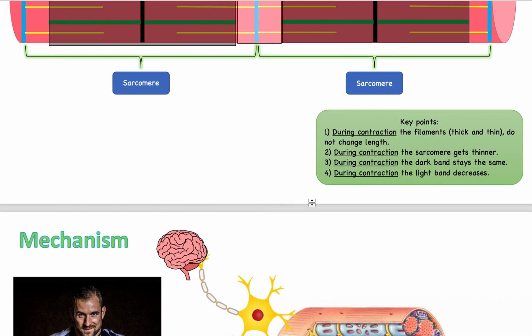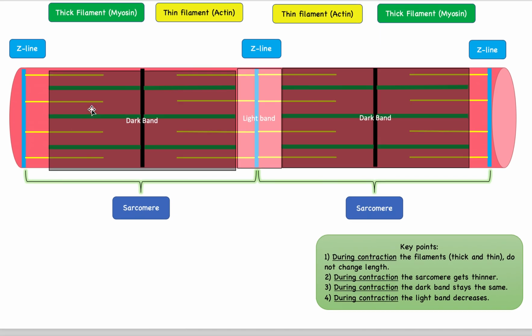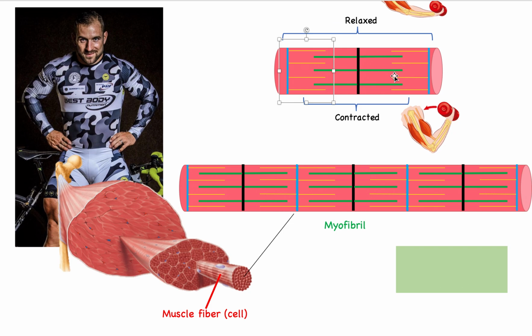So that is true. During contraction, the dark band stays the same. Now let's look. Remember the dark band is wherever there is thick filament. So right now it's relaxed and there's from here to here worth of dark band. Let's contract.